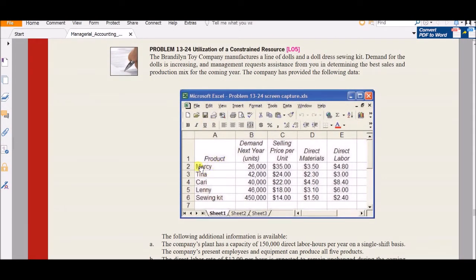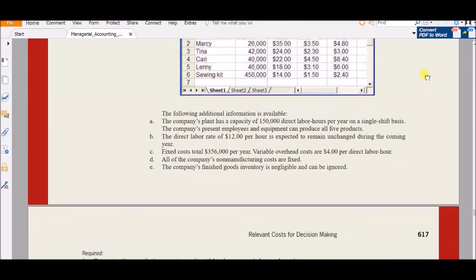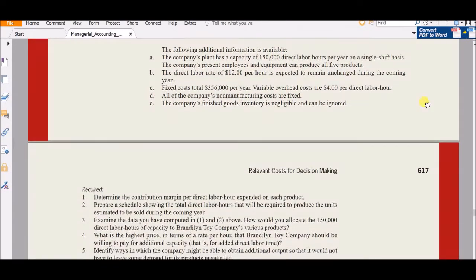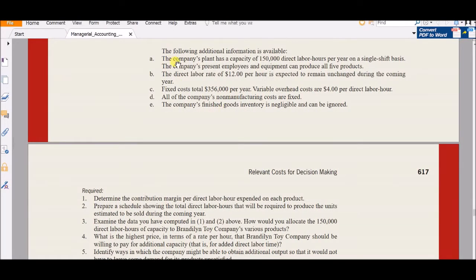These are 5 different products of the company. These are the demand for the next year, then the selling price, material, and direct labor. There is also some additional information. The company plant has a capacity of 150,000 direct labor hours per year. This is a limited resource on a single shift.